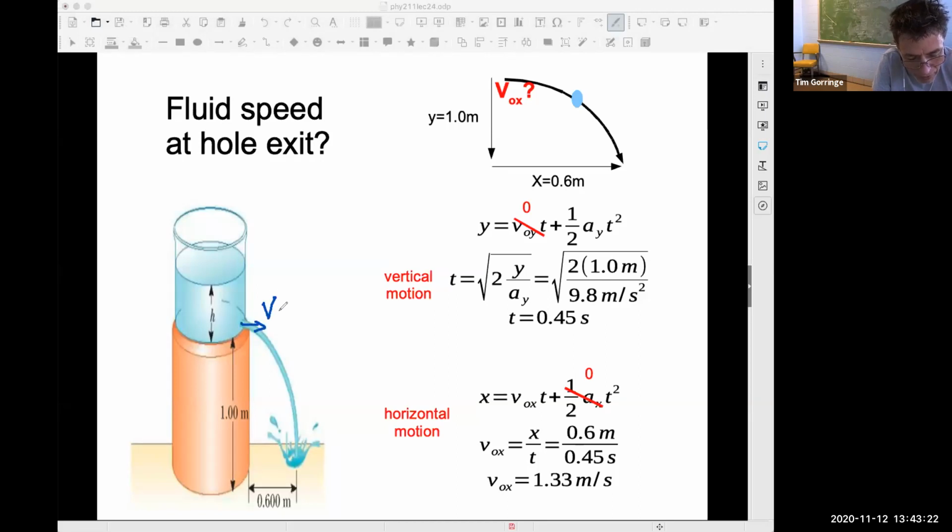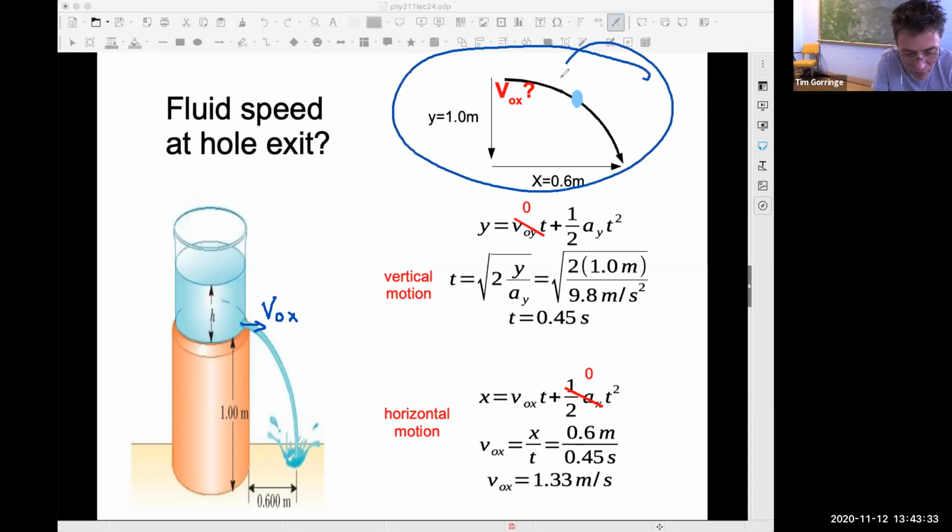I'm going to call that V naught. I'm going to call it V naught X because it's traveling horizontally initially. And the way we're going to do it is from projectile motion. We know that the fluid travels downwards 1 meter and horizontally 0.6 of a meter. And with that information and the acceleration of gravity, we can figure out this initial speed of the fluid. Let's see how we did this. We've done this problem in the past when we thought about projectiles. So firstly, I'm going to find the time that it takes to fall.